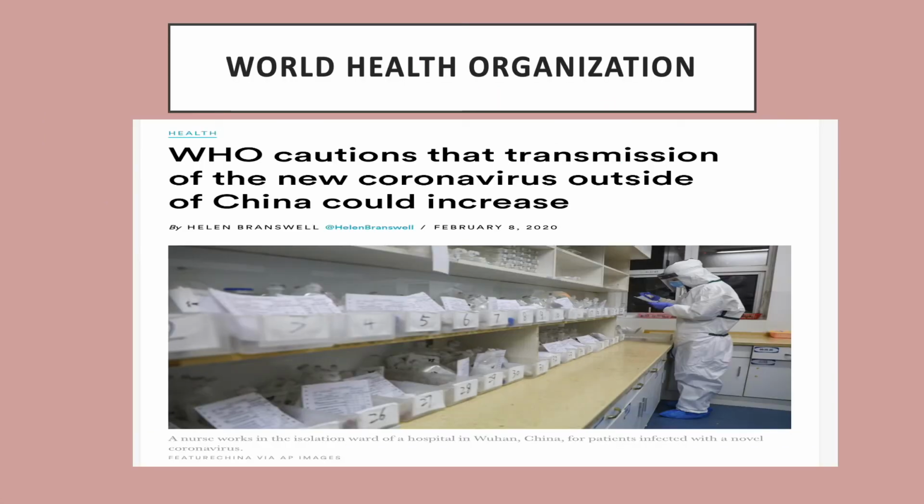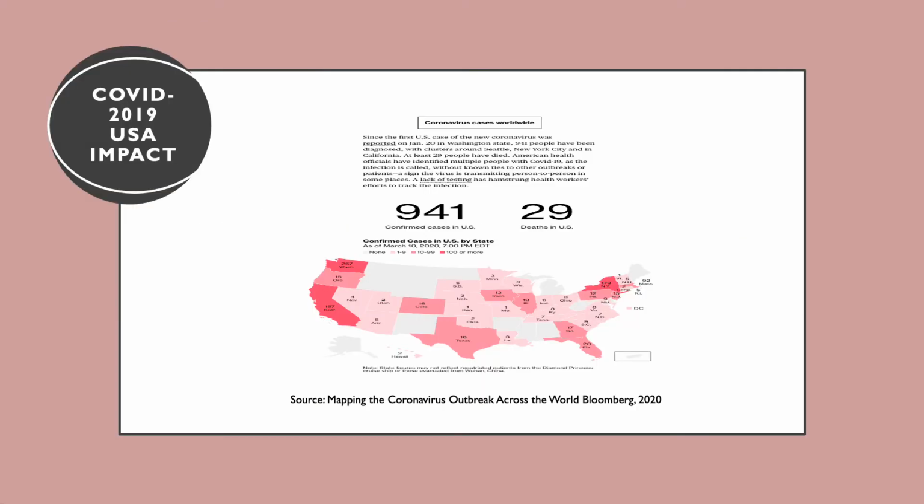The World Health Organization declared that the transmission of the coronavirus would continue to increase and it would move into the United States as well as other countries. We see that happening. But let's take a look at exactly what is happening today in the United States. So in terms of the global impact, currently there are a little bit under 1,000 confirmed cases in the United States, and there have been 29 deaths so far.